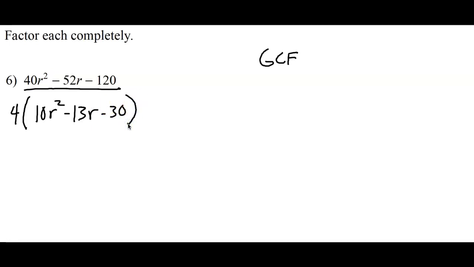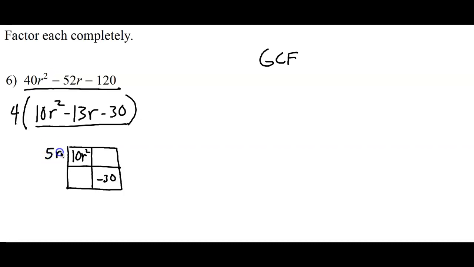Now, for what's left here, since there's 3 terms, once again, we're going to go with the box method. We've got 10r squared and negative 30 here. We're looking for two things that multiply together to make 10r squared. Let's try 5r and 2r. And then let's try two things that multiply together to make 30. I'm going to go with 5 and 6. I'm going to put the 5 here and the 6 here, and let's see how that works out for us.